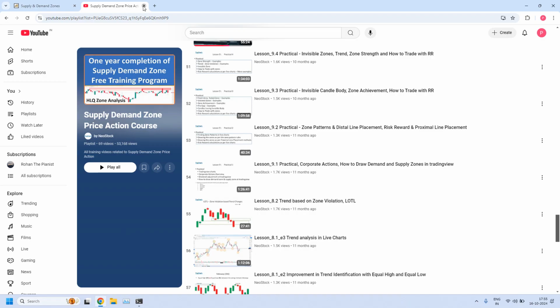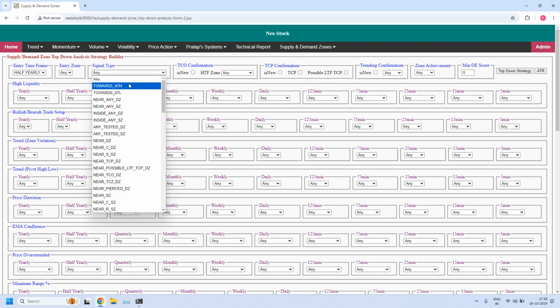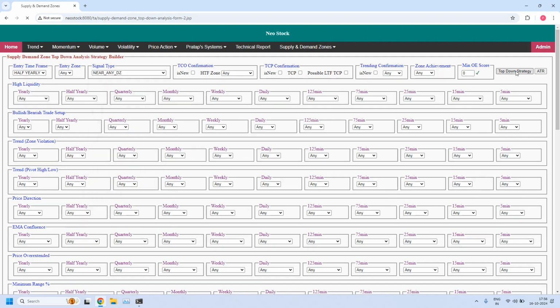Okay, now let's get into the report generation with the help of NeoStock Software, Supply Demand Zone Top-Down Analysis Strategy Builder. First, let us find the stocks near demand and supply zones for different time frames. Let's start with the half-yearly time frame. During this process, we will also identify daily and 75 minutes high liquidity zones. But first, let us find the stocks near the half-yearly demand zone.